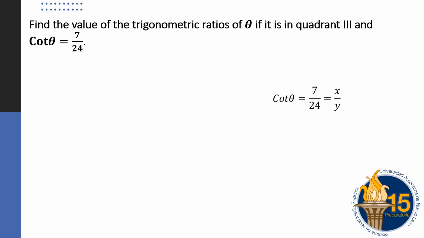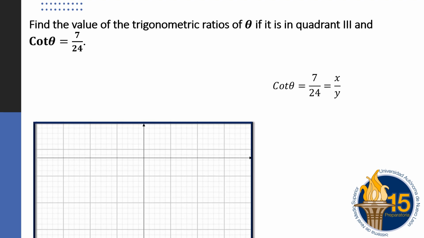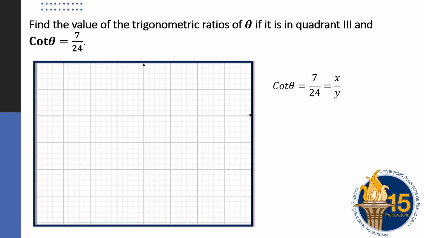So, even if the cotangent is positive, the values of x and y are negative on the third quadrant, and negative divided by negative equals positive. Then, x equals minus 7 and y equals minus 24. Once we know the values of x and y, we can calculate the radial distance. So, r equals the square root of minus 7 squared plus minus 24 squared.